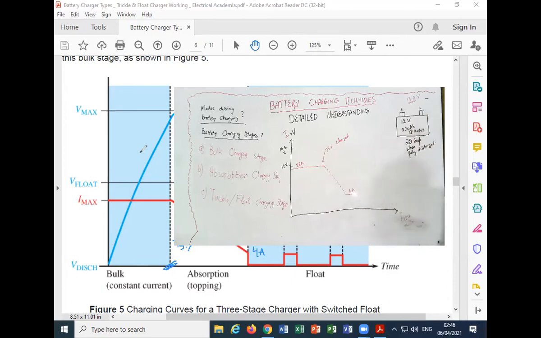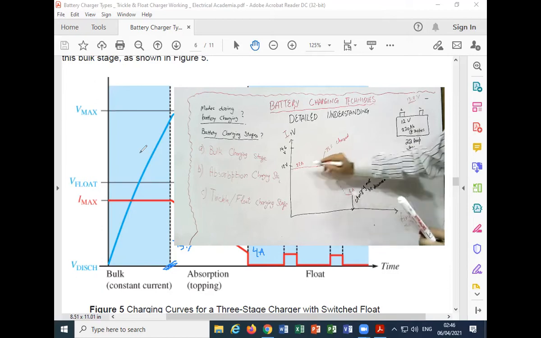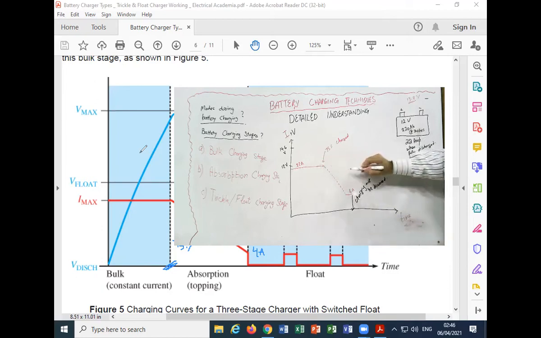Now this is a very important thing. The battery charger should detect that now the 4 ampere current is drawn at a constant rate. So what happens? The battery charger must disconnect the charging at this time. And when the charging is disconnected, the battery may achieve the 12 volts.